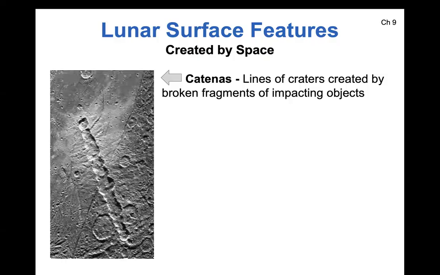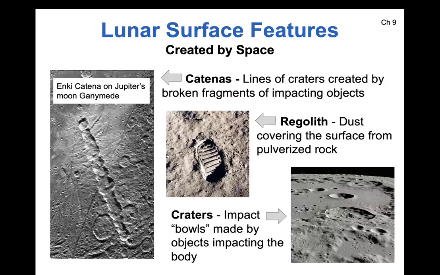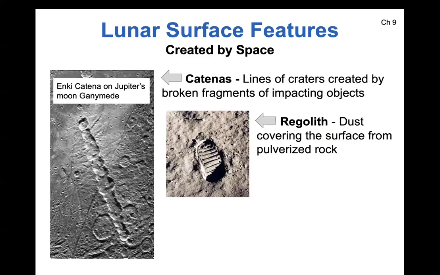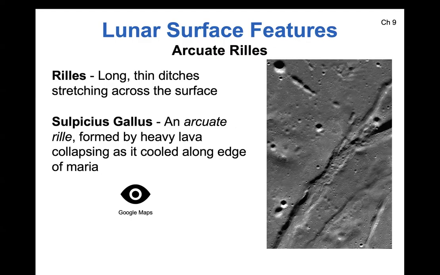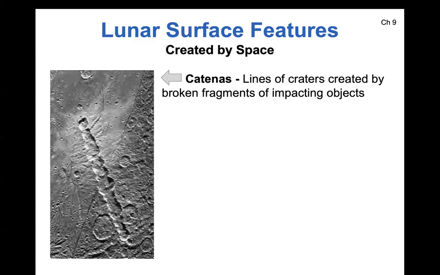And our last feature, at least one of the last ones, because I guess we still have the space-based ones, right? We have the catenas, and they're lines of craters created by broken fragments of impacting objects. So they are coming from space, right? So we covered the geological features, because we had the highlands, the Maria, and the rilles as geological.